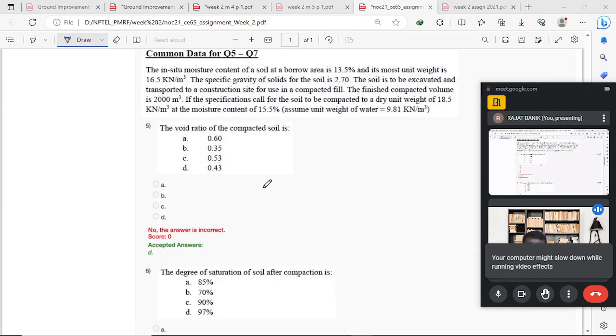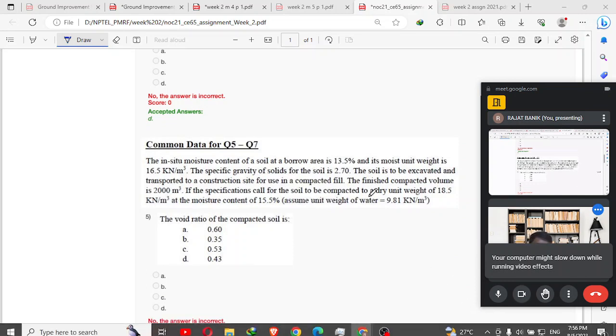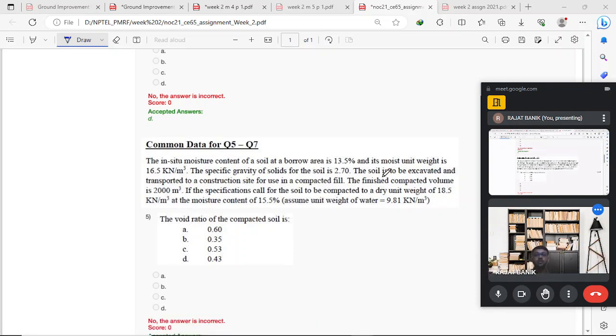So I think time is over or very close. I will try to solve. Now we try to solve question 5 and 6.